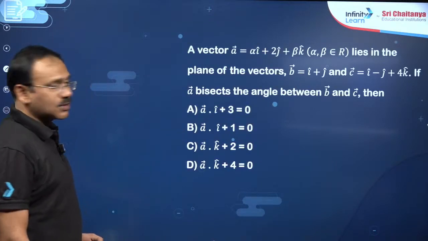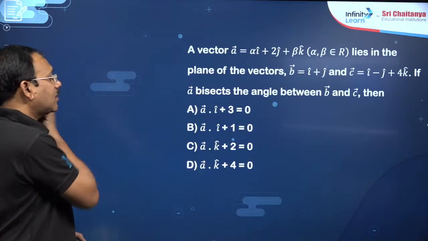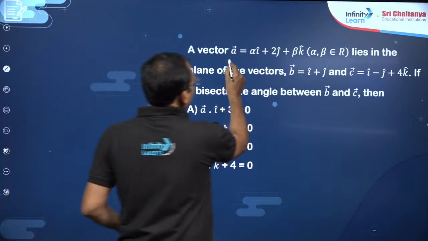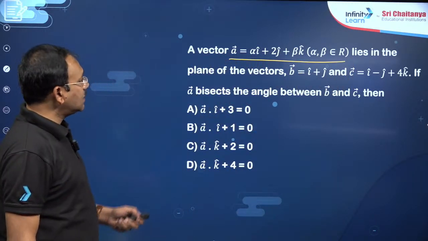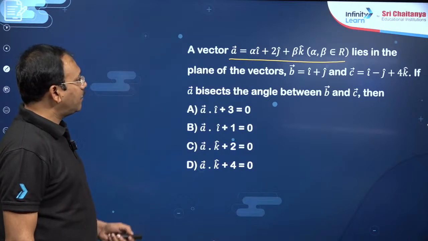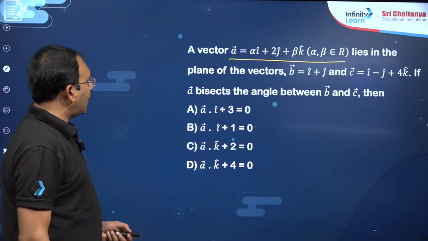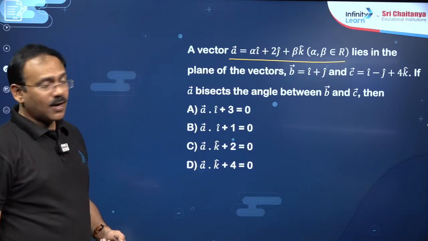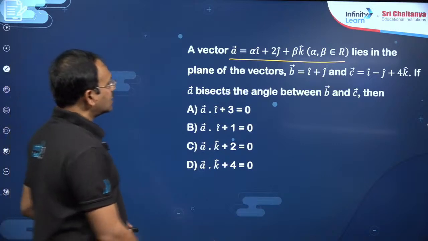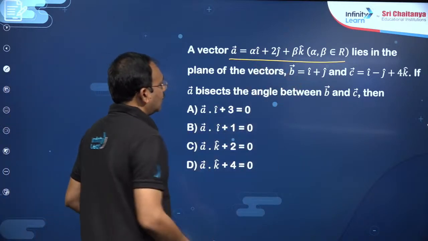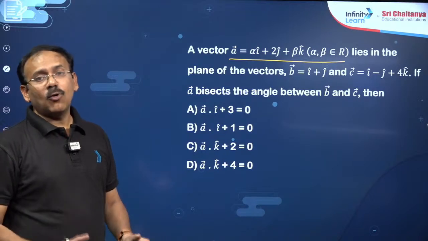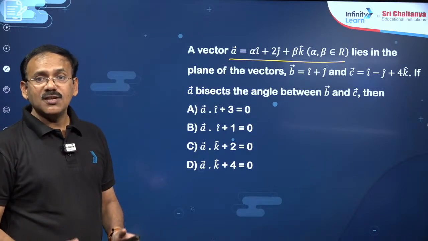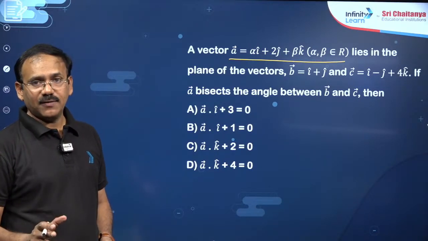Yeah, you see the first question that is given here. The vector A bar, where alpha, beta are unknowns, lies in the plane of vectors B bar and C bar. If A bar bisects the angle between B bar and C bar, then you see first point is these 3 vectors are coplanar. 3 vectors coplanar means their box is 0, their det is 0. First point, my dear friends.